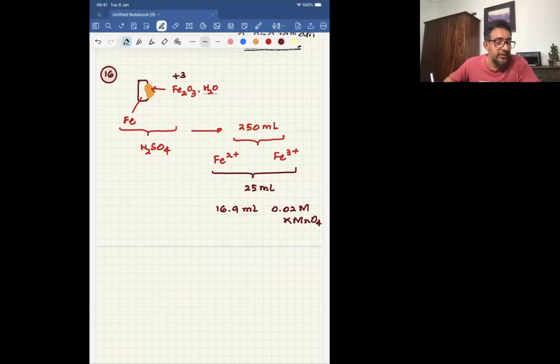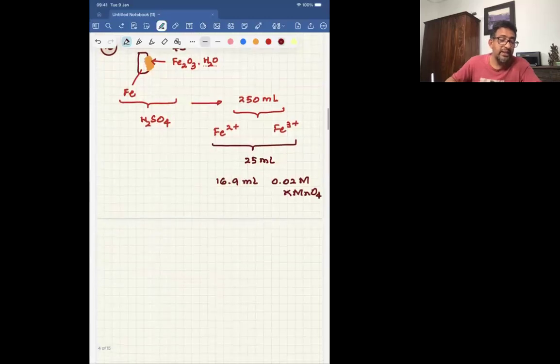KMnO4 complete reaction. Calculate the moles of Fe plus 2 ions in the sample titrated. They are not talking about 250 milliliters. They are asking the number of moles of Fe plus 2 in the sample that is titrated. They are very easy questions, right?